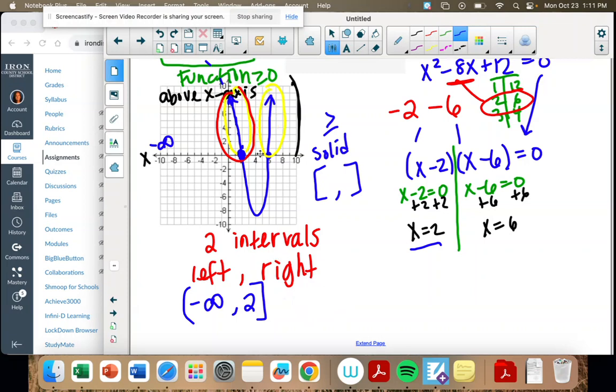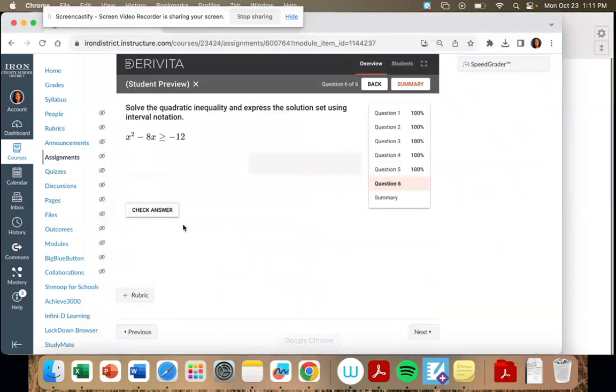And now we have this other line. So we're going to union and pick up at a bracket because of the inequality sign at x equals 6. And it would go right forever and ever and ever towards positive infinity. And that's a parenthesis because we can't actually graph infinity. So negative infinity to 2, union 6 to infinity.